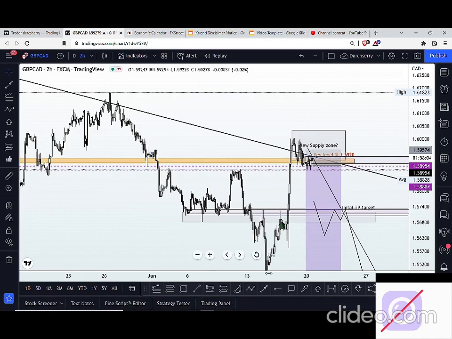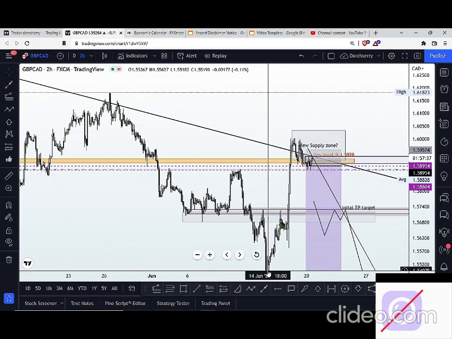So this is my view on the GBP CAD. And I think this will be the last pair I'm going to be taking today, as time is no longer on our side. So, in that regard, I want to give a review, a recap of what we talked about so far.